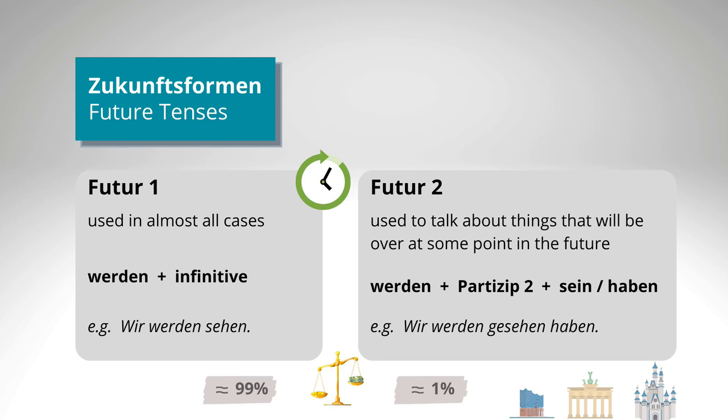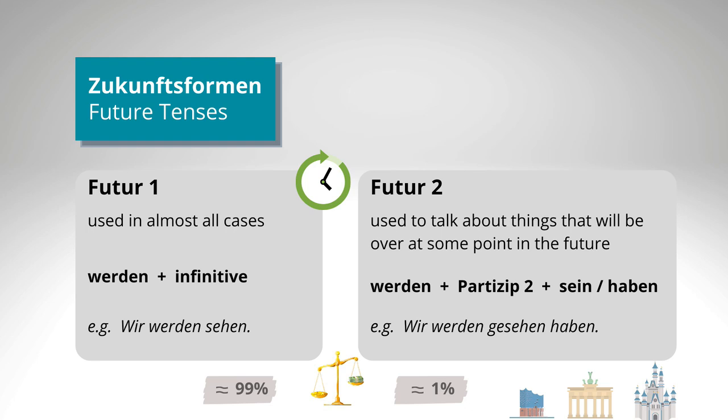The Futur 2, on the other hand, is much more difficult. Here we also have the conjugated version of werden, but after that we move on with the Partizip 2. You know, this thing that we already learned when we talked about the perfect and Plusquamperfekt. In our example sentence, wir werden gesehen haben, for example, it's gesehen. That's our Partizip 2. And after that, we either have the infinitive of sein or haben. In our example sentence, it is haben, and actually in most cases it is haben. Sein is only used if the verb involves movement or some form of change.